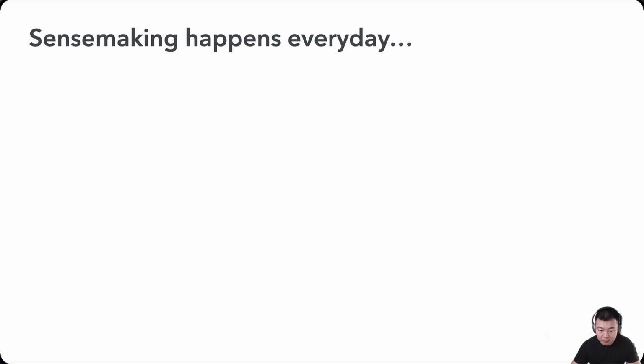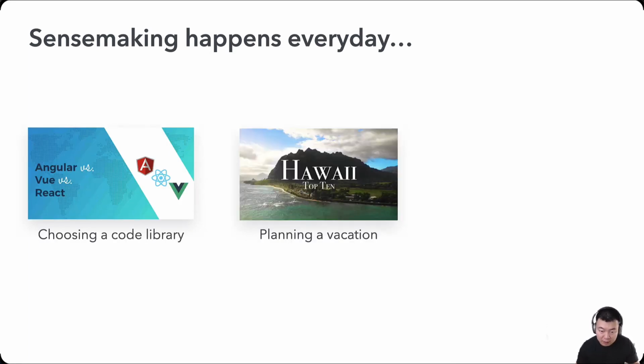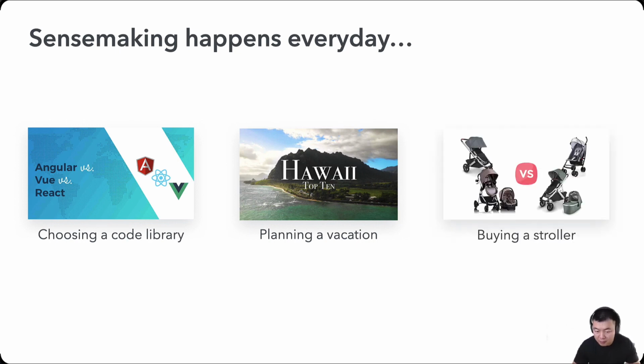Sensemaking is now deeply embedded in our everyday work and lives. For example, in programming, we often need to figure out what libraries or APIs to use. After work, especially if you're no longer a PhD student, you realize that it is okay to take a vacation from time to time, and you need to figure out what places to visit. And when a family happens, you probably need to get a great baby stroller.